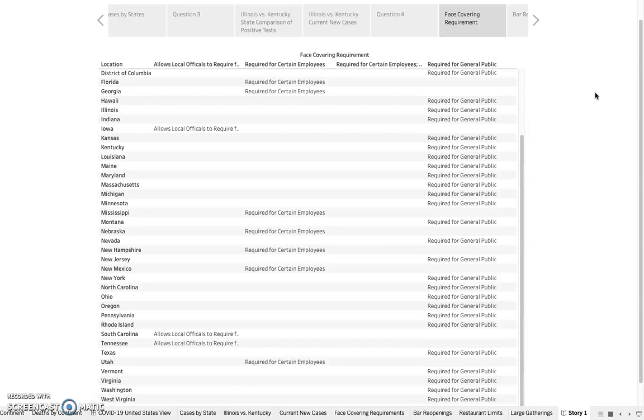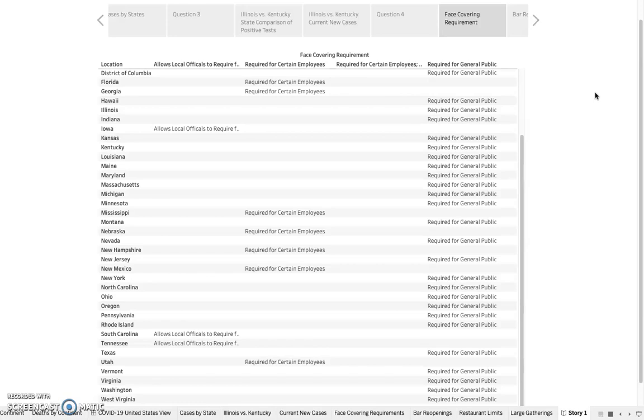As far as I know, they're all changing as I speak, but as of August 2nd, 2020, this is the data that's the newest and most relevant. So this first chart shows you the face covering requirements. I created a chart just to show each state and what they're doing in order to contain the coronavirus. If you look, Kentucky and Illinois both require some sort of face covering for the general public.